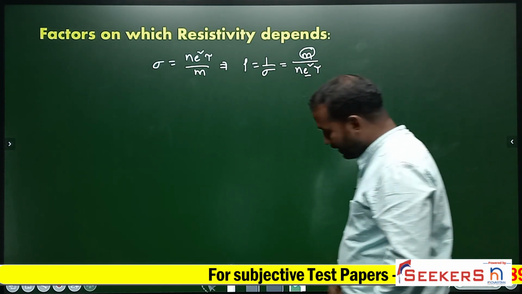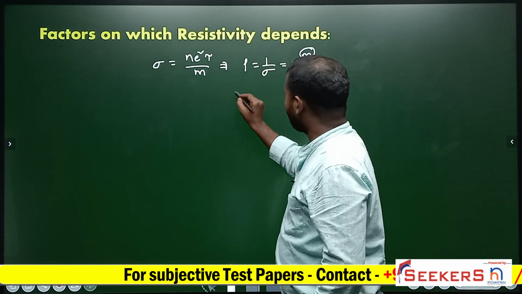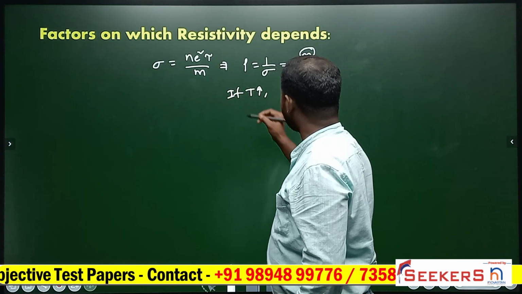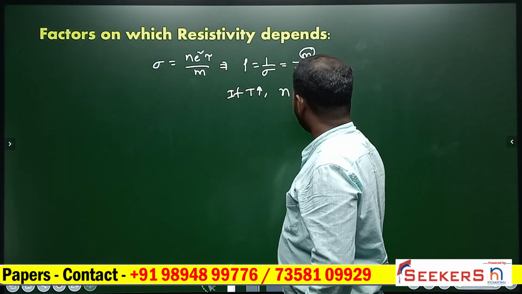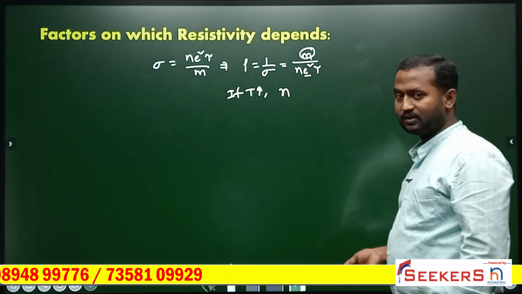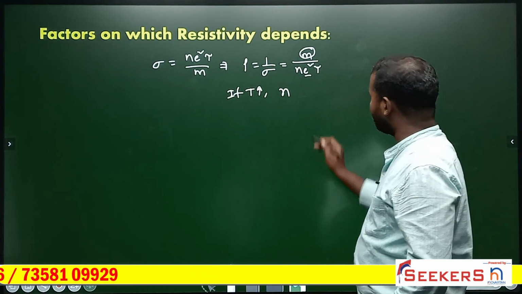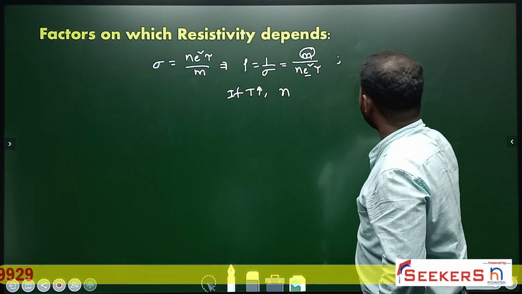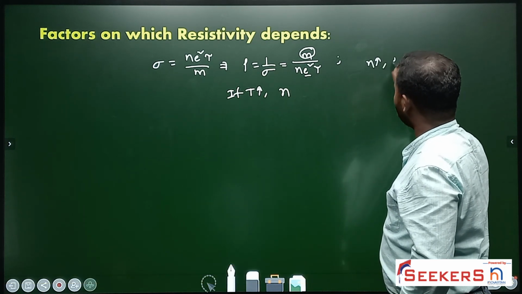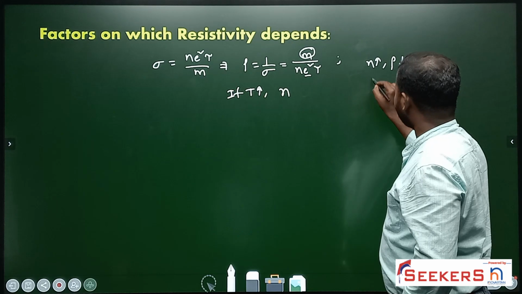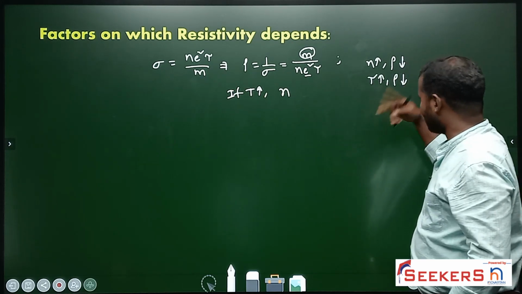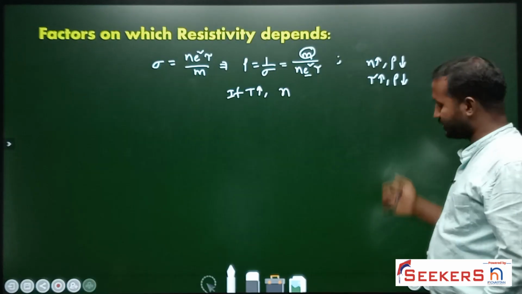Now, it depends upon the temperature. For example, if temperature increases, then what happens? n may be increasing or decreasing, tau also may be increasing or decreasing depending on several factors. If you see this, if n increases, rho will be decreasing. If tau increases, rho will be decreasing. Of course, the vice versa is also true.